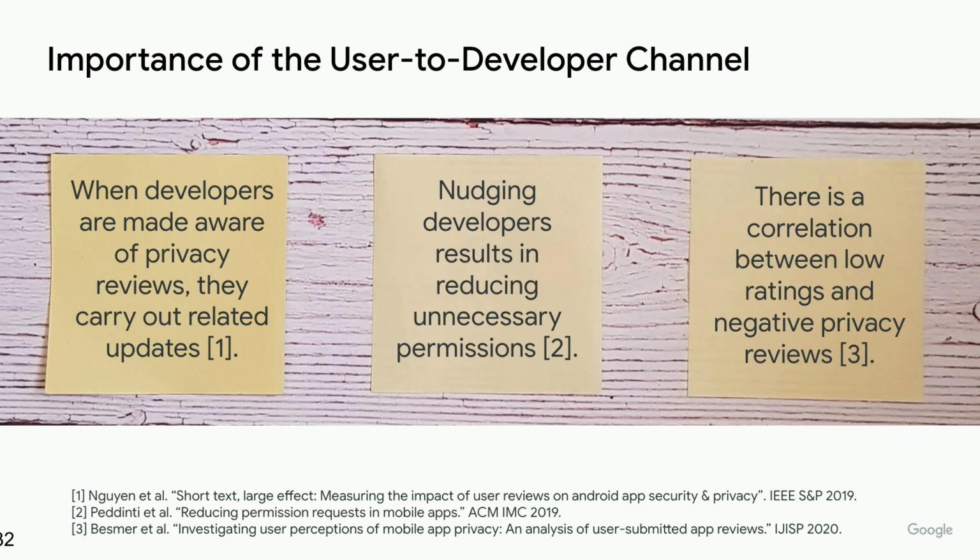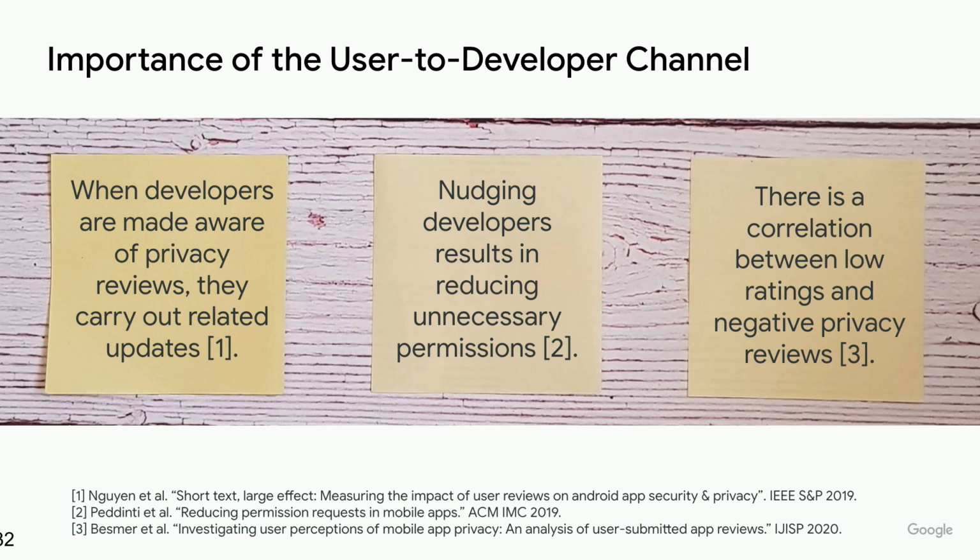So already there have been other works that showed this. The idea here is to leverage the reviews that people write in the Play Store and to run some pretty sophisticated analysis on that. An initial work published in 2019 showed that if you pull out some of the things people care about on the privacy front and show it to developers, they are responsive and they'll fix things. So that was a small study.